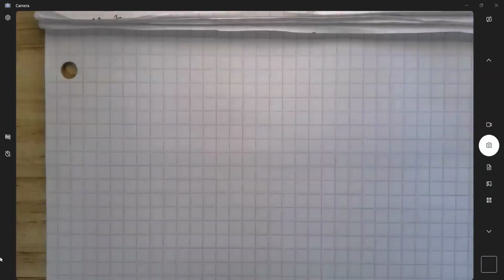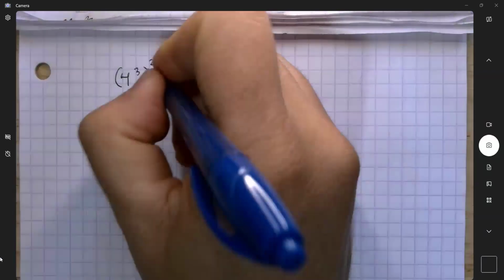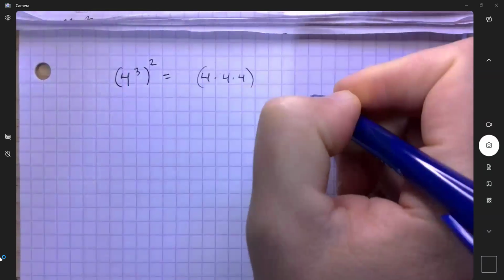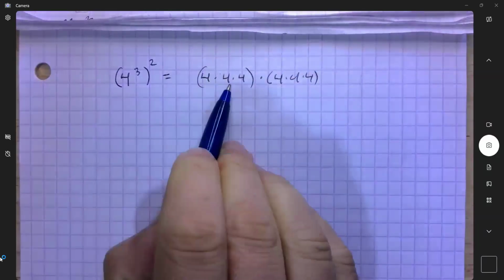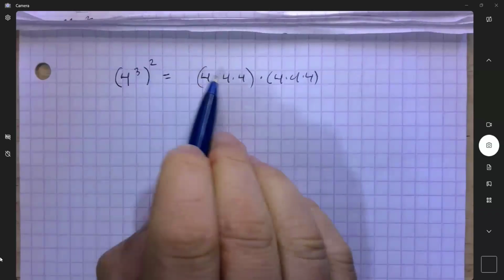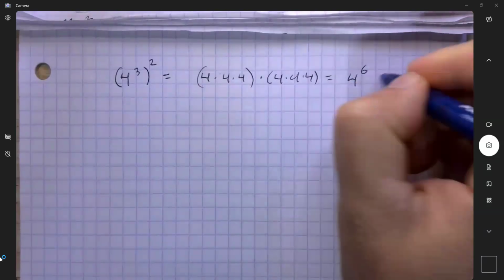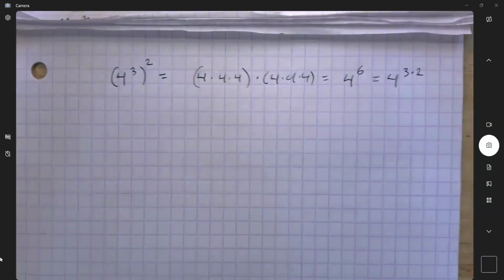A couple more rules to refresh you on. What about an exponential followed by another exponential? What about 4 cubed and then I raise all of that squared? Well, let's go back to using our multiplication idea. That's 4 times 4 times 4 times 4 times 4 times 4. Because I have a 4 cubed, and then I multiply that 4 cubed by itself. Well, that's 4 raised to the 6th power, which so happens to be 4 raised to the 3 times 2.